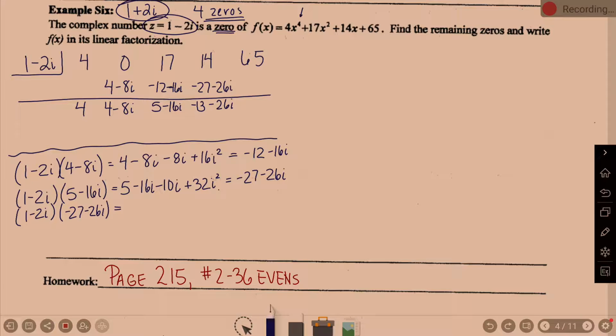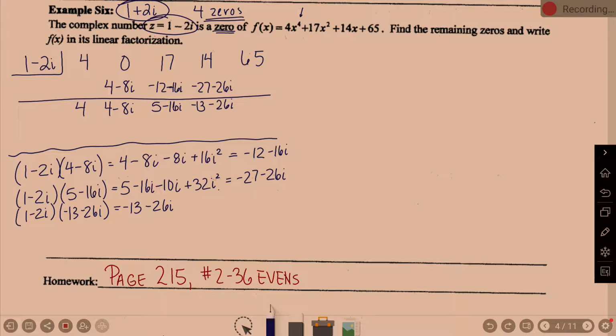Oh yeah. That's a big mistake. Thank you. Okay, I grabbed from the wrong place. Sorry. Yep, the added. Negative 13 minus 26i. Woo. Grabbed from the right place. Okay, now I'm ready to FOIL. 1 times negative 13, negative 13. 1 times minus 26i, minus 26i.